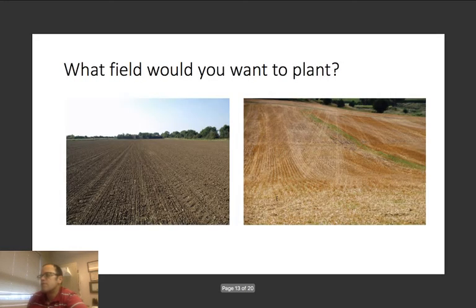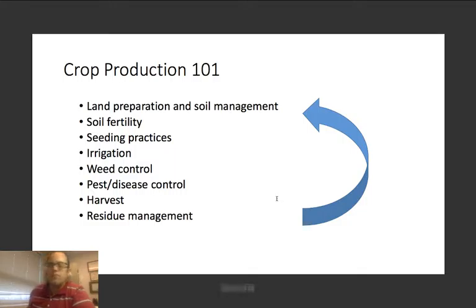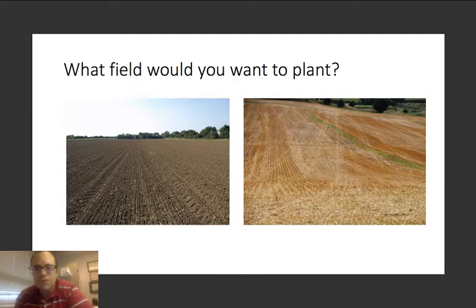Oops, wrong direction. So let's start from the top then, getting to land preparation and soil management. Which of these two fields do you think you would want to plant? And the answer is the one on the left. And there's a clear reason, I hope you can begin to appreciate.